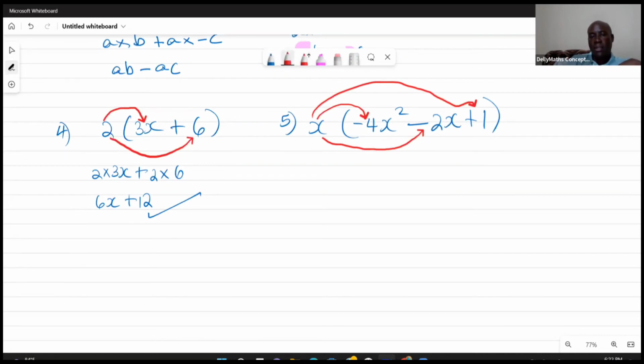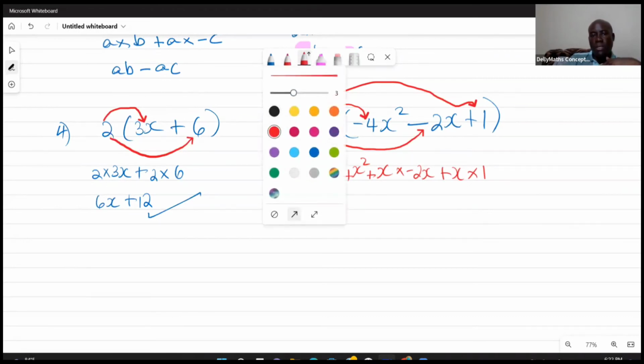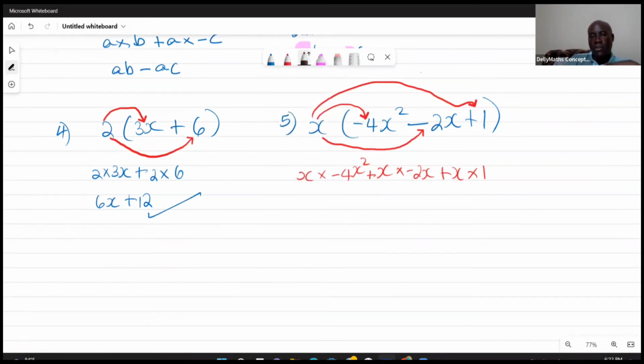Let's finalize this. We're looking at x times negative 4x squared. Remember, you can't just write x with a sign. The sign is a plus. So it's plus x times your negative 2x plus x times 1. I'm going to put a little bar around this so that you could see that there are 3 pegs. 1, 2, number 3. So these are the 3 things that you're actually putting together as you go forward.